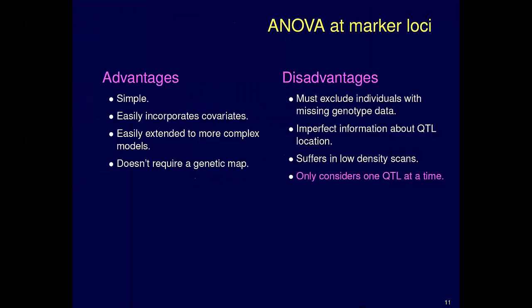So the biggest disadvantage of looking at each marker one at a time is that you're really imagining that there's one locus that's affecting the trait. If you find on one chromosome there's a really big effect, when you look at another chromosome, you're not taking that into account, and so you're losing out. You could do better.